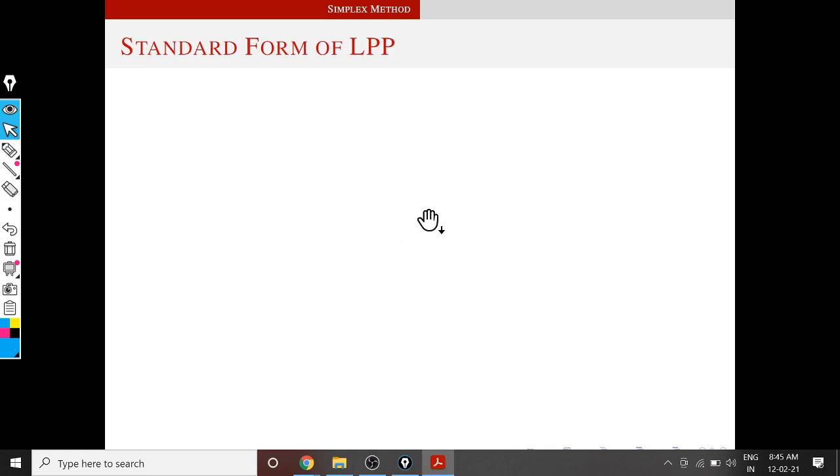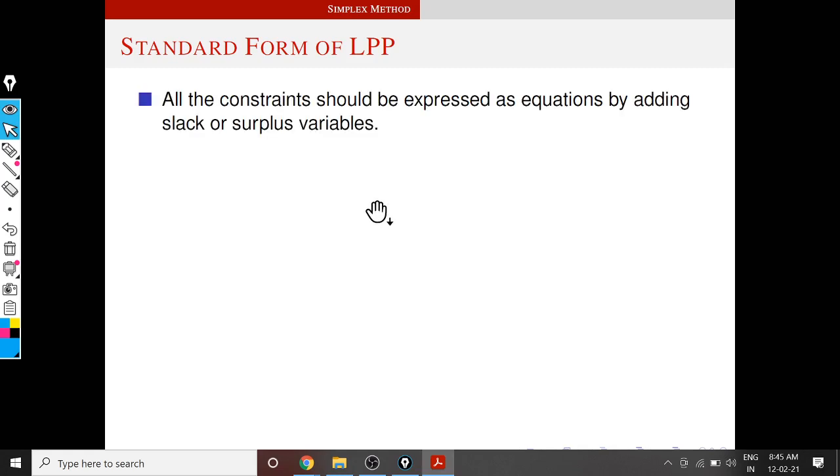Okay. So before going to the Simplex method, first we have to identify what is the standard form of an LPP. Okay, we will apply the Simplex method on the standard form of the LPP, not in the given form of the LPP. So first of all, we are going to discuss how to write the standard form of a given LPP. Okay, this is the first restriction.